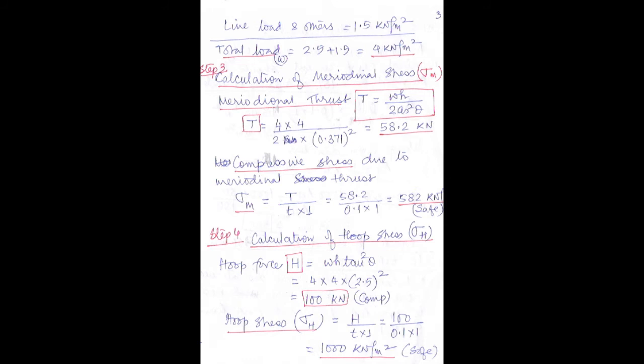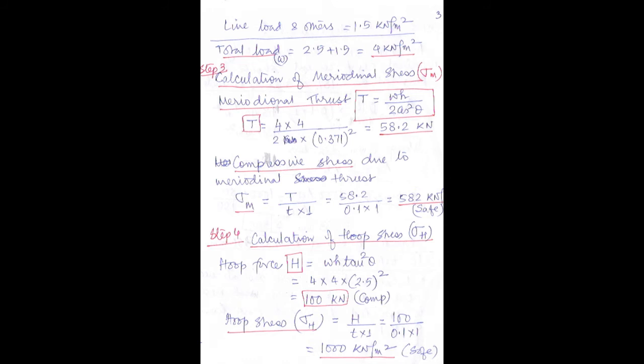Now let us look at step 3. In step 3, we should do the calculation of the meridional stress. Meridional stress is denoted as sigma subscript m. Correct? First we have to find out the formula for the meridional thrust. Capital T equals WH divided by 2 cos square theta. W means the total load, that is 4. H is the rise, that is given as 4 meter. And cos theta value we have found out in step number 1, 0.371. So directly we can put that square. If we put all these values, we are getting T equal to 58.2 kilonewton.